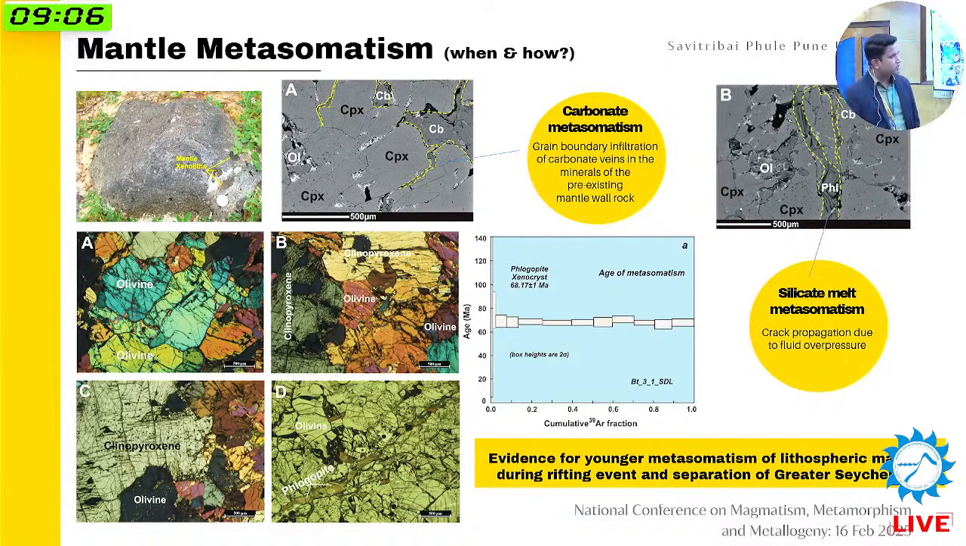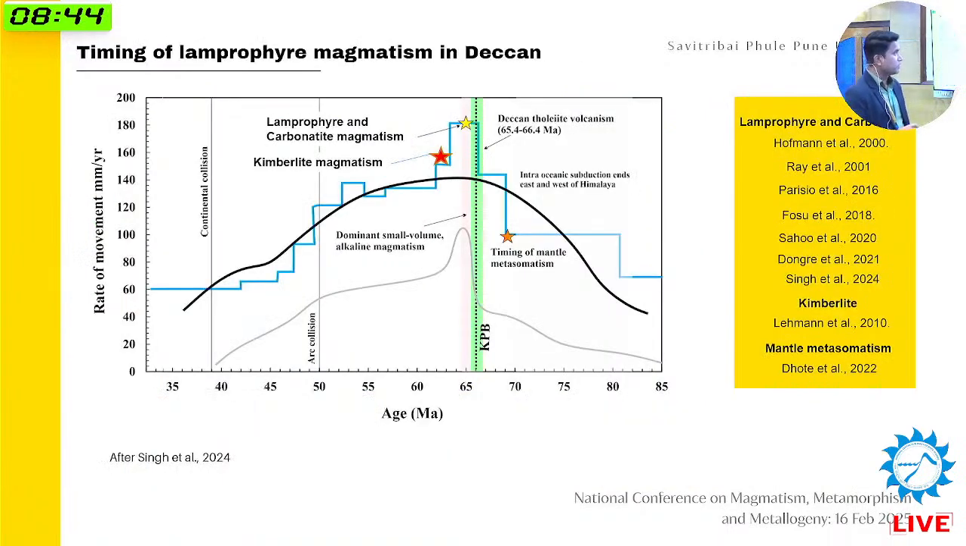We dated those xenocrysts in one of our papers in 2021, and the age of the xenocrysts is 68.1 million annum. So we can say with a fair degree of confidence that this is evidence for a younger metasomatism of the lithospheric mantle, which occurred during a rifting event, the separation of Greater Seychelles from India at 68.5.